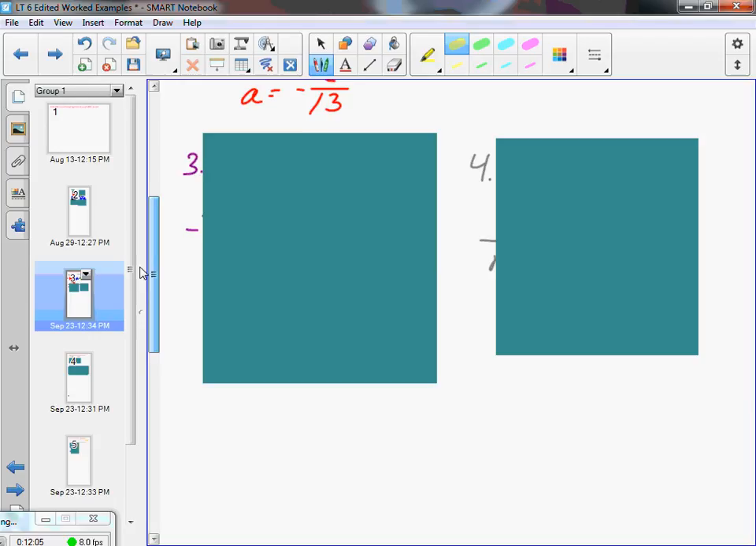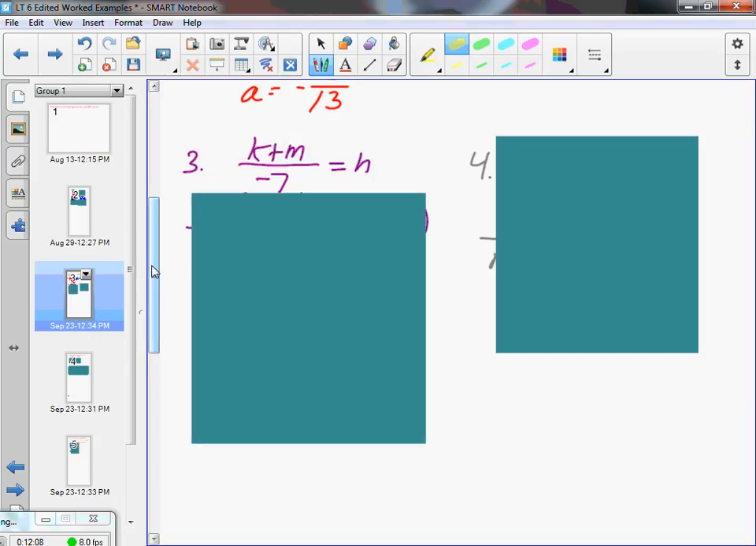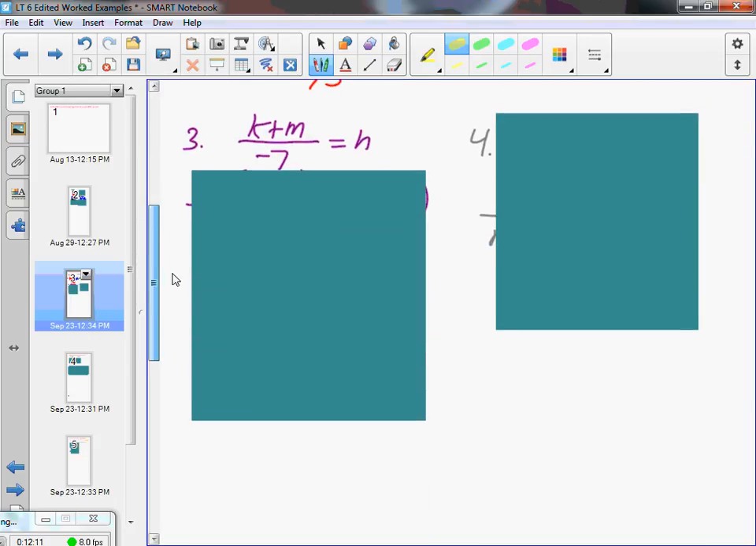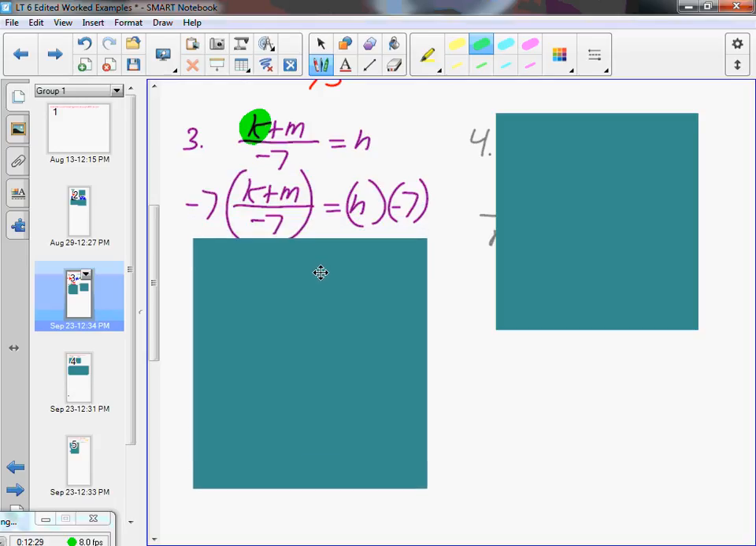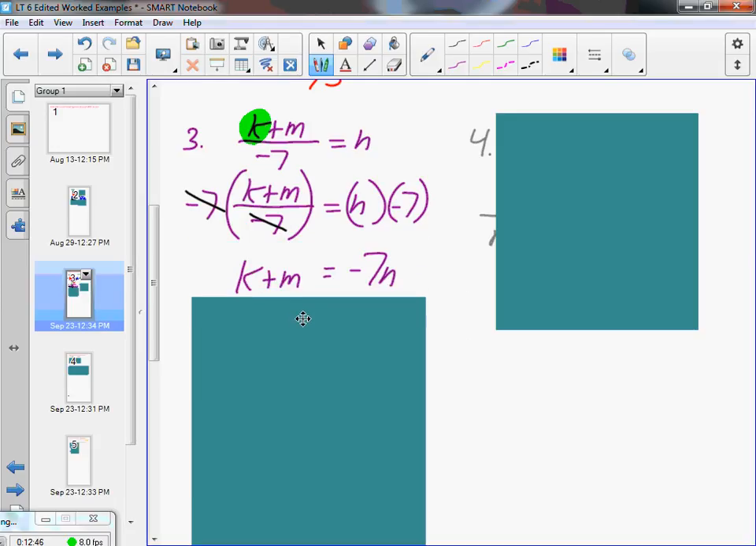Number 3. Which variable are we solving for? We're solving for K. Take a guess. What should we do first? Multiply both sides by negative 7. Now, I wrote it out. You might not need to write it out, but the whole reason we're multiplying both sides by negative 7 is because negative 7 divided by negative 7 is 1. So the only thing left on the left side is k plus m.